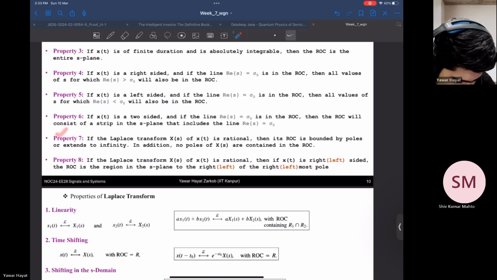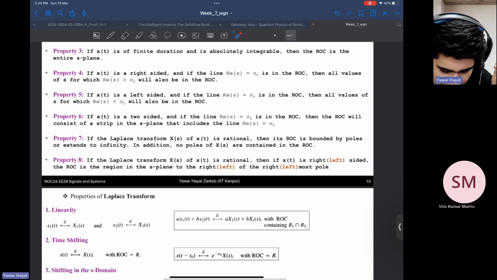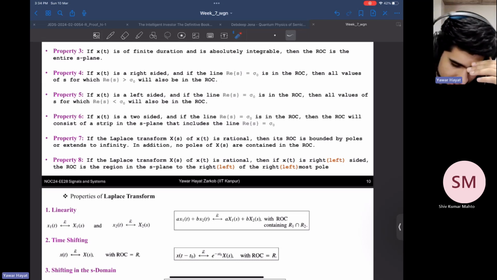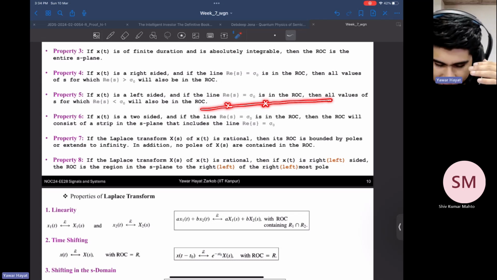Okay, remember this part. If the Laplace transform x of s of x of t is rational, then if x of t is right or left sided, then the ROC is the region in the S plane to the right or left of the right or leftmost pole. Okay, now we can read the sentences. X of t is a right-sided signal, right? For a moment, forget this left part. X of t is right-sided, then the ROC is the region in the S plane to the right of the rightmost pole. There would be many poles, right? The rightmost pole, the ROC would be right of the rightmost pole.